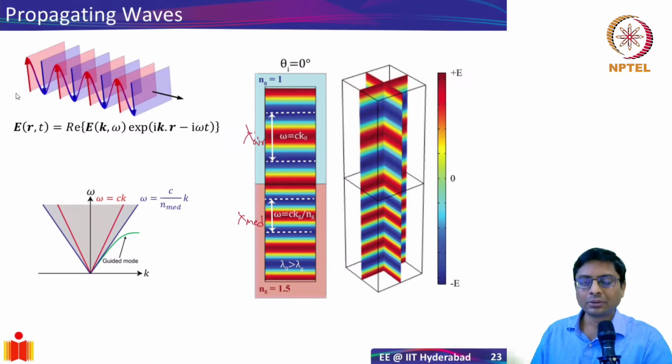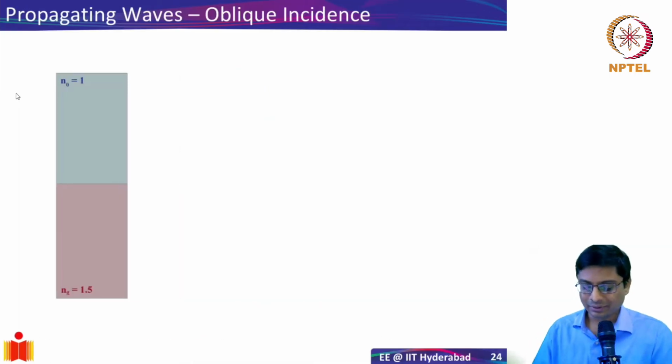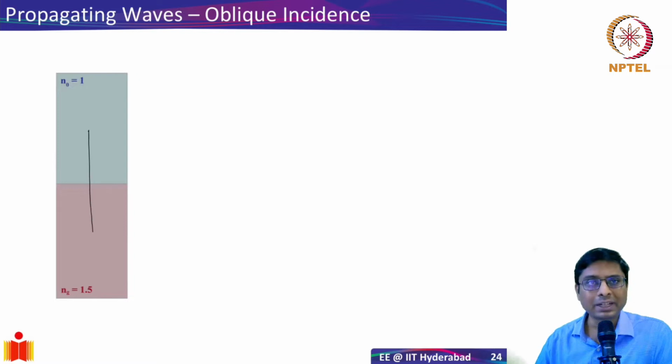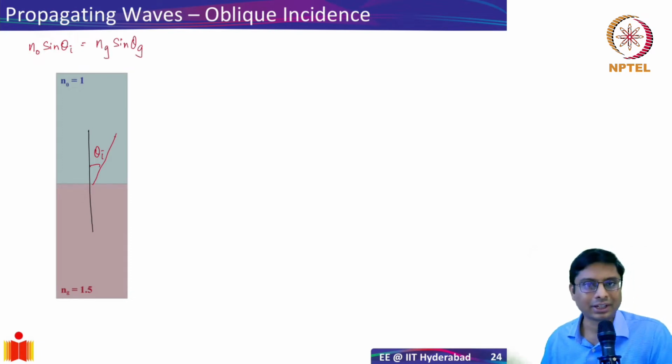All right. So now, what happens when you have oblique incidence? Let's consider this scenario wherein I have a normal direction, and now I have a plane wave which is incident in this direction here. Let me call the angle theta_i. What happens? Of course, all of us know this. We have studied it in basic physics: n sine theta_i should be equal to n_g sine theta_g in the glass.